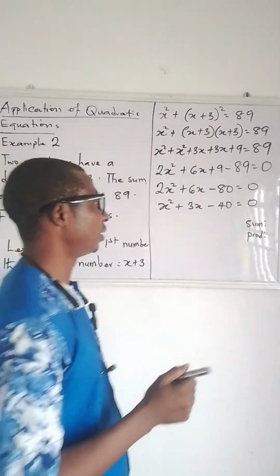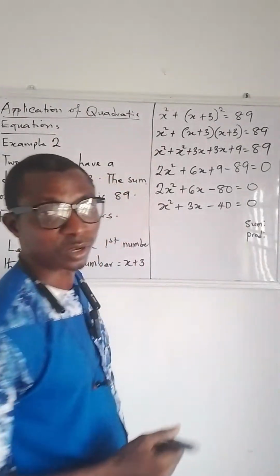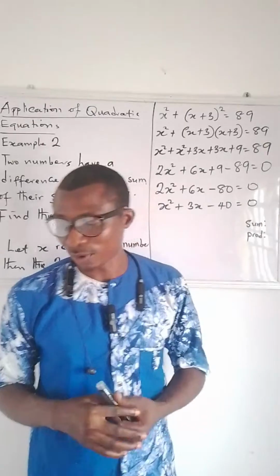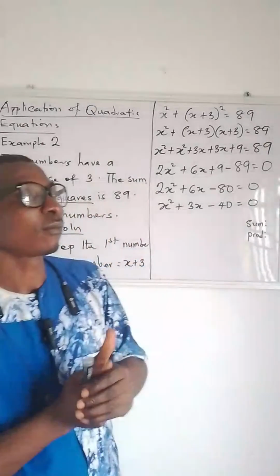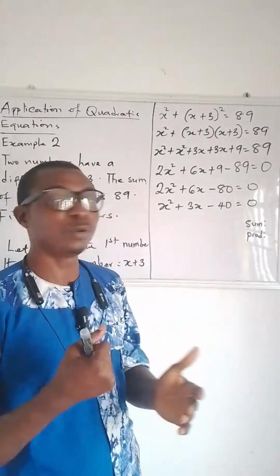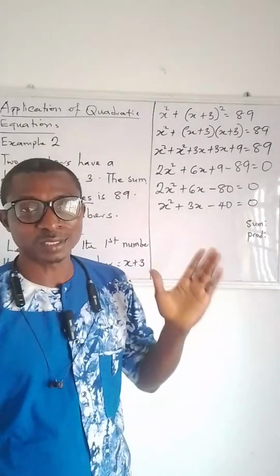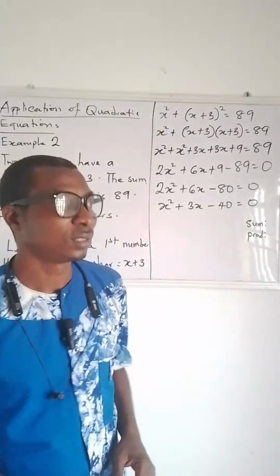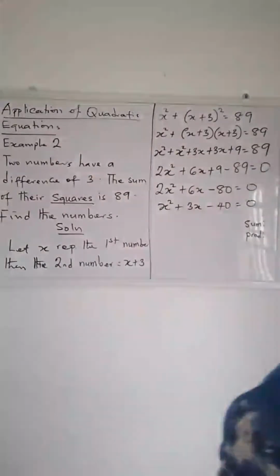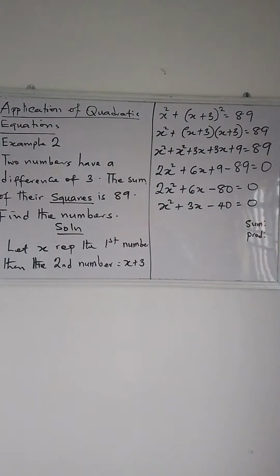Can you drop that in the comment section? What's going to be the sum and what is the product? I want you to do that for me. What is the sum? What is the product? I just need one person to get that, then I move on. What is the sum and product of that quadratic equation?